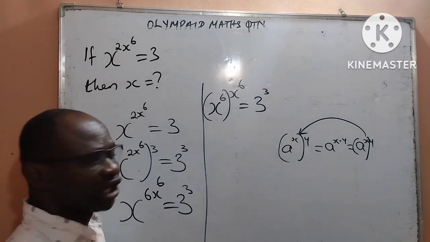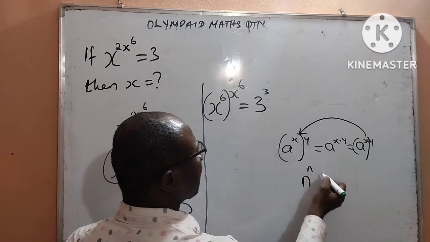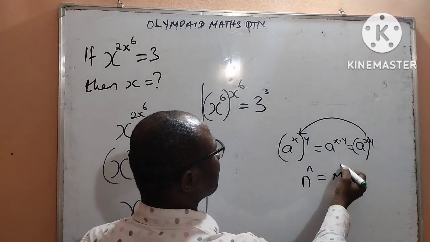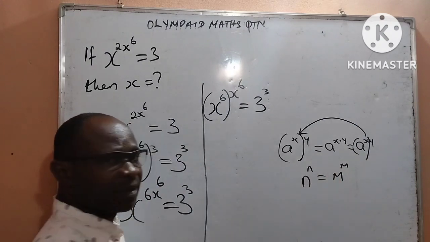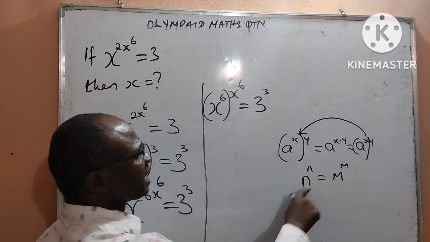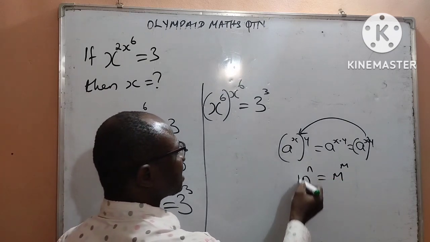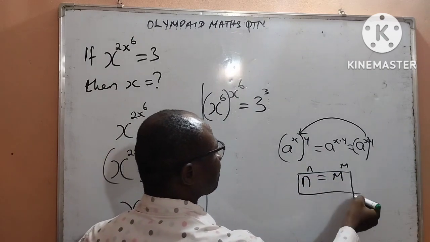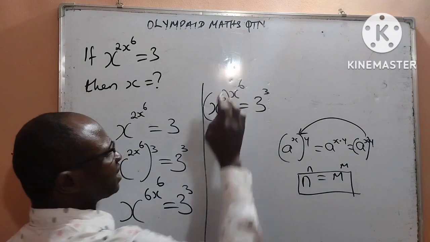But then, the law of indices says that if I have n to the power of n equal to m to the power of n, then therefore the base is equal to the base, implying that the base on the left hand side is equal to the base on the right hand side. In other words, n should now be equal to m. Let us now apply it here.